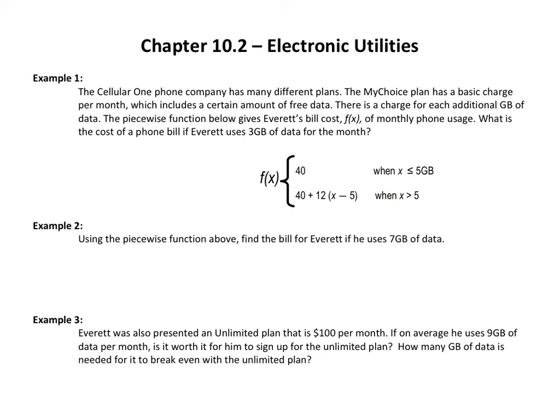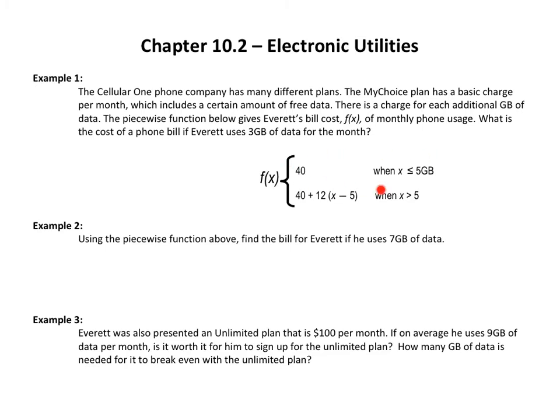So for example, this is Cellular One, which is an actual phone company. Cellular One has many different plans. The My Choice plan has a basic charge per month, which we already decided was 40, which includes a certain amount of free data, which is less than 5 gigabytes. There is a charge for each additional gigabyte of data. The piecewise function below gives Everett's bill cost. What is the cost of the phone bill if Everett uses 3 gigabytes?